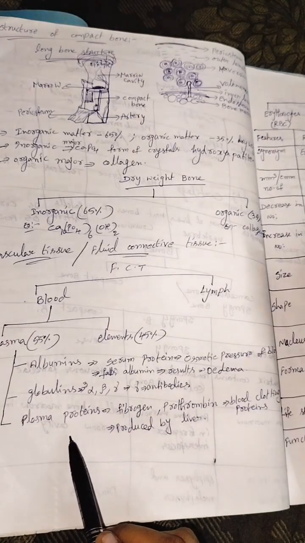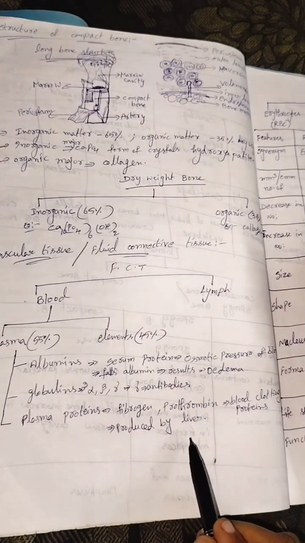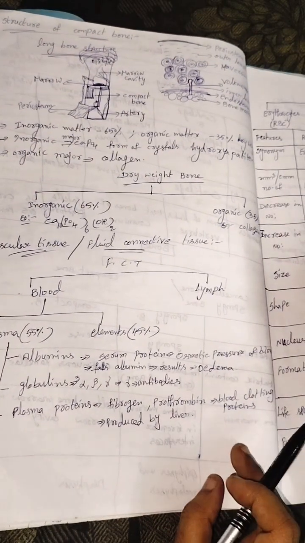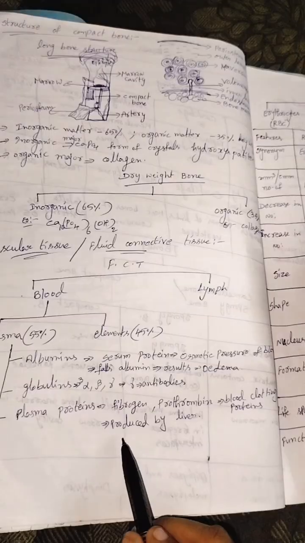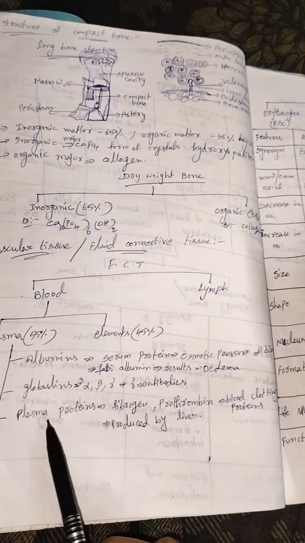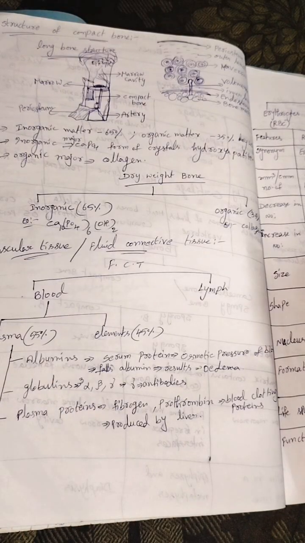So what are plasma proteins? Fibrinogen and prothrombin. We know that prothrombin is used for clotting of blood and is produced by the liver. So these albumins, globulins and plasma proteins are present in plasma. And what are the elements present in the blood? We will discuss that in this class.